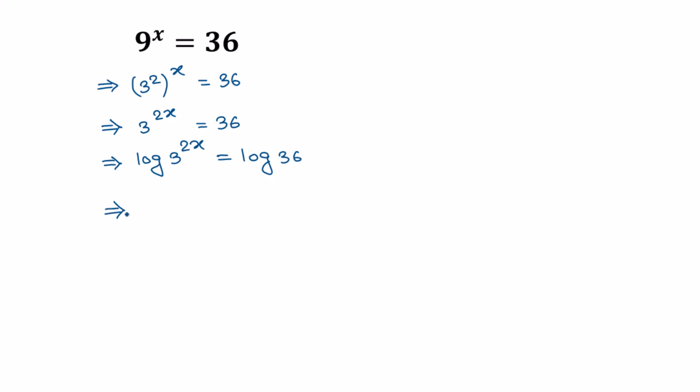Now applying the logarithm formula, log a to the power b is equal to b times log of a. By this formula, we will get 2x times log of 3 is equal to log of 36, and 36 is 3 squared, which is 9, times 2 squared, which is 4. 4 times 9 is 36.